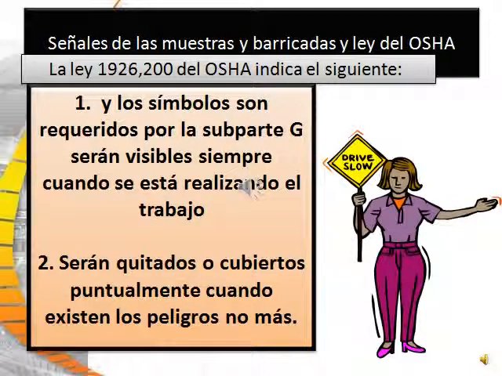1926.200 states that signs and symbols required as part of Subpart G shall be visible at all times when the work is being performed. They shall be removed or covered promptly when the hazards no longer exist.